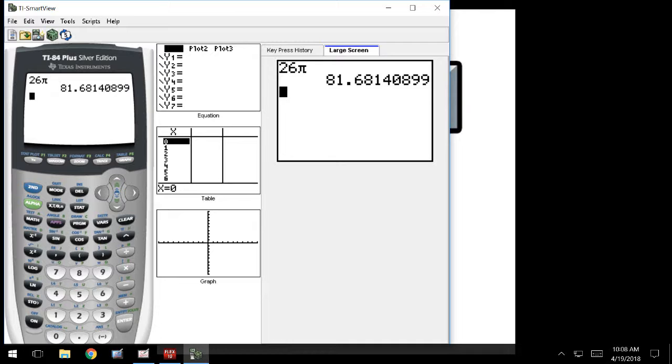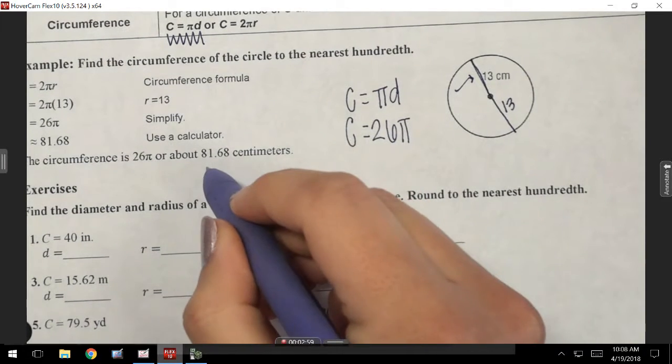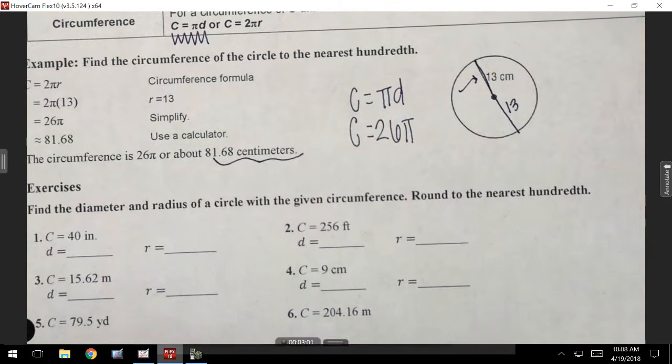So you see 26 times pi in your notes. It says it's about 81.68 centimeters. We have to include our units. Okay? Centimeters, 81 what? I don't know how big the circle is if you don't tell me 81 something. It could be inches, feet, miles. Do you know the difference between a circumference of 81 centimeters and a circle with 81 miles as the circumference? That's two completely different things, right?